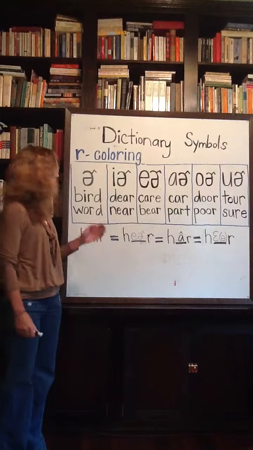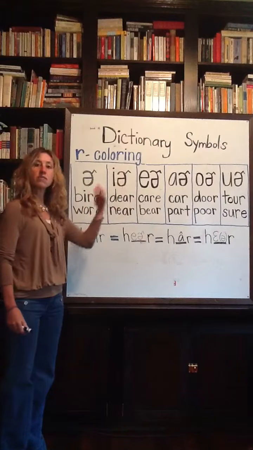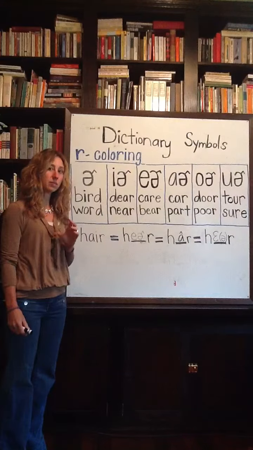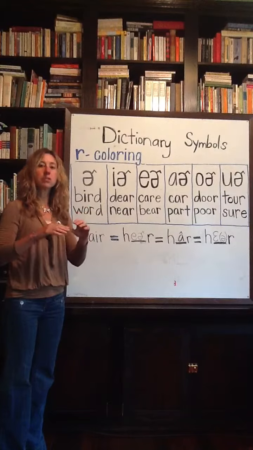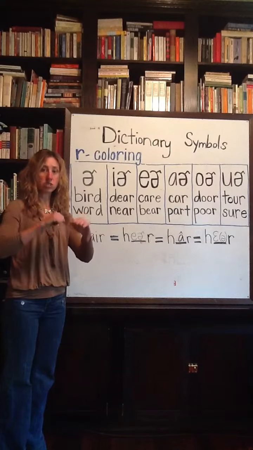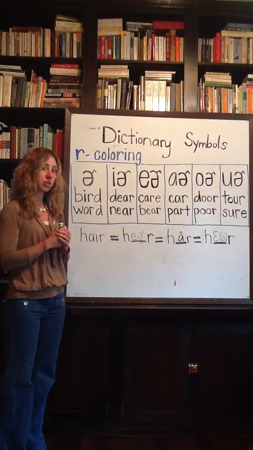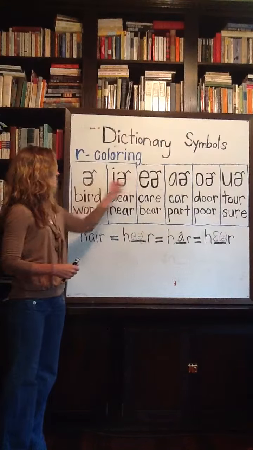So once again, when a vowel is followed by an R, it changes the sound of the vowel a little bit. And it ends up sounding most of the time like there are two parts to the vowel. And there are a couple of different ways that your dictionary might show this, but this is the most popular way.